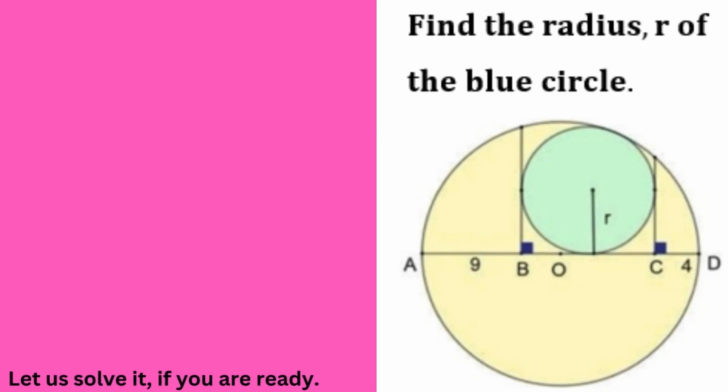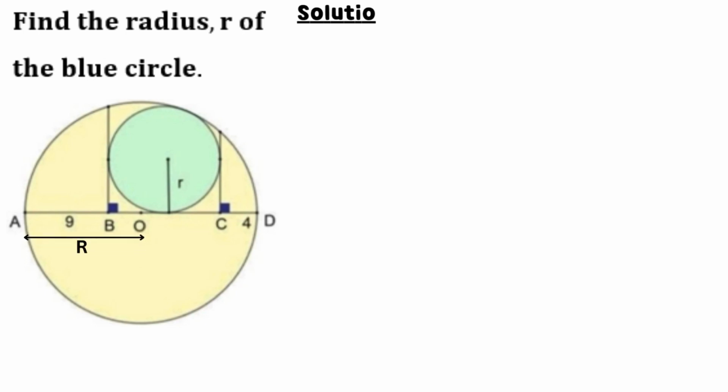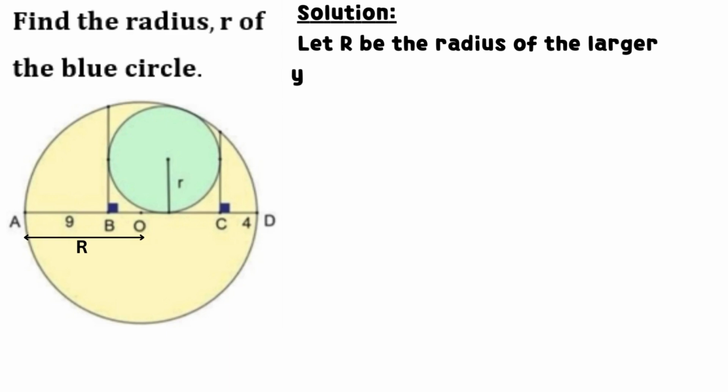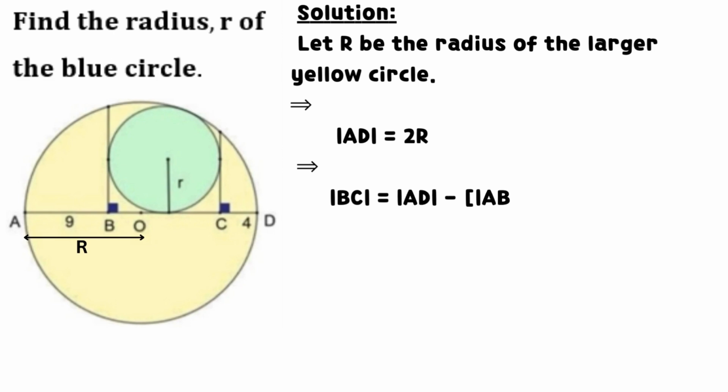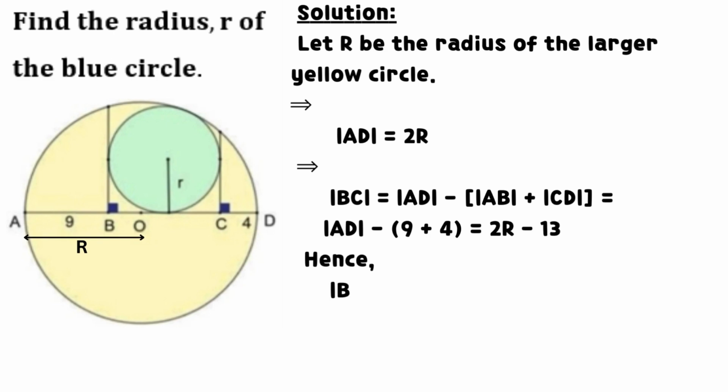What is the radius, r, of the inscribed blue circle? Let r be the radius of the larger circumscribed yellow circle. This implies that line AB equals 2 times r, the diameter of the yellow circle.